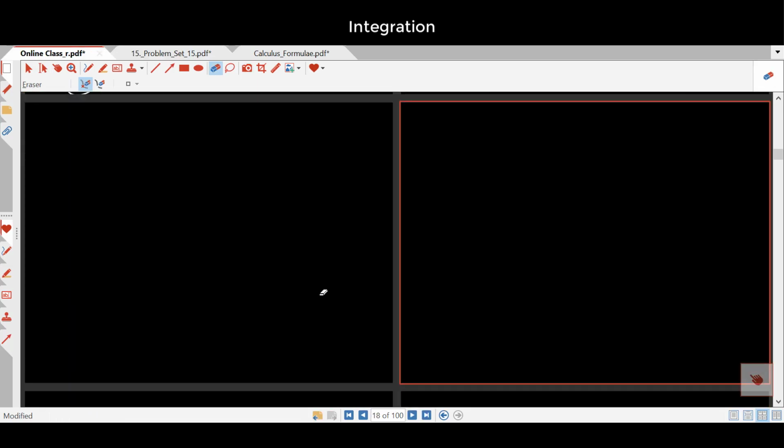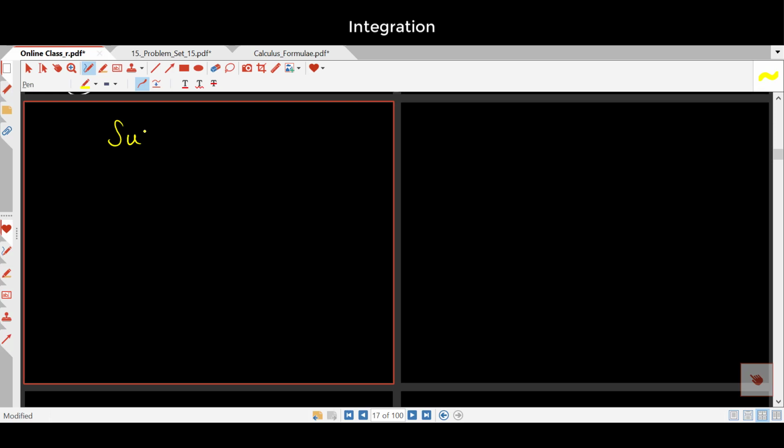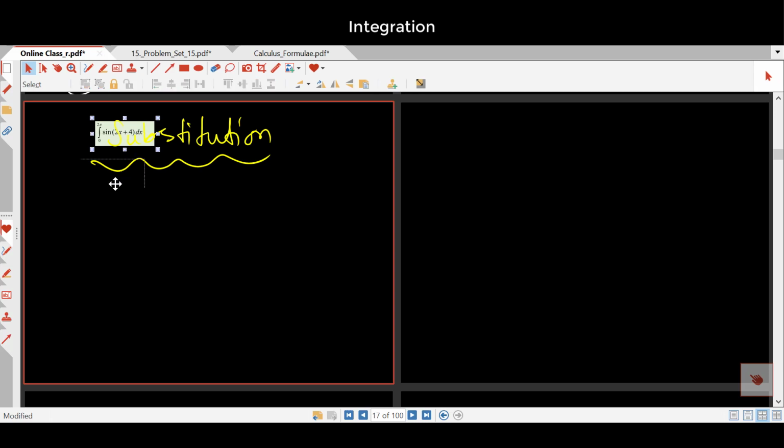So now we are going to learn substitution. Although we have discussed this in our last class, I am again reviewing this. So substitution process, integration by substitution. So here, suppose we have this problem.